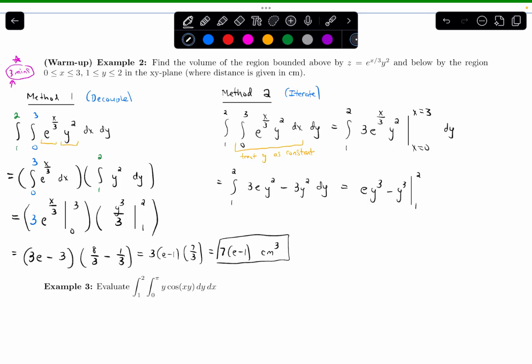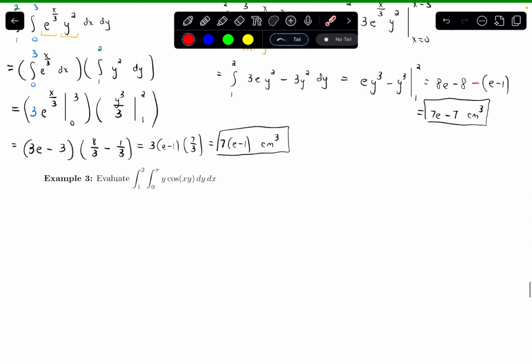All right, so if I plug in 2, I'll get 8e minus 8. And then subtract what I get if you plug 1 in, which will be e minus 1. And if you combine like terms and distribute, we'll get 7e minus 7, which is the same as what we had here, centimeters cubed. So nice, we're getting the same thing. I'd encourage you to pause and check that if I swapped the order and did dy first, we would also get the same thing. Okay, so let's end the video with one more example.